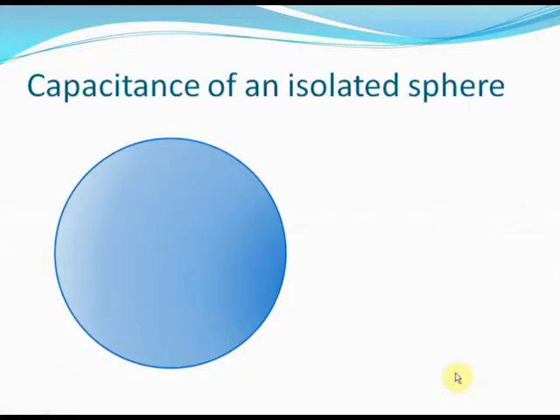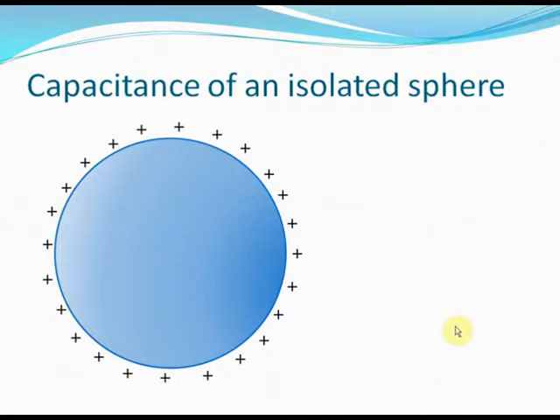Let's first start with calculating the capacitance of an isolated sphere. So let's say there's a sphere like this, a metallic sphere. Now obviously, since this is a metallic sphere, the net charge on the sphere will be distributed on the surface. So what will be the capacitance of the sphere? How do we go about calculating it?